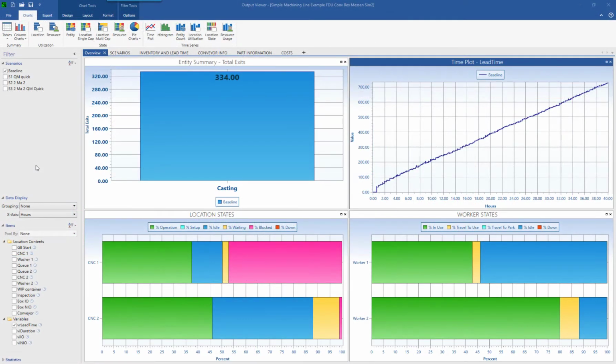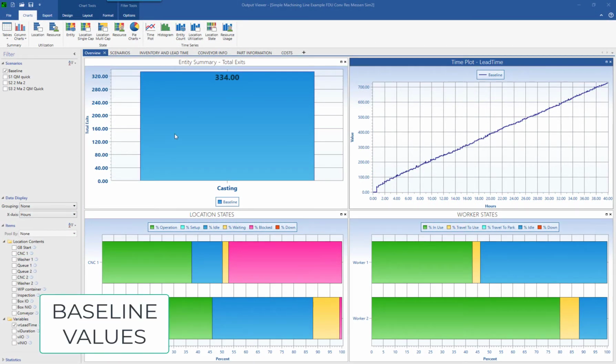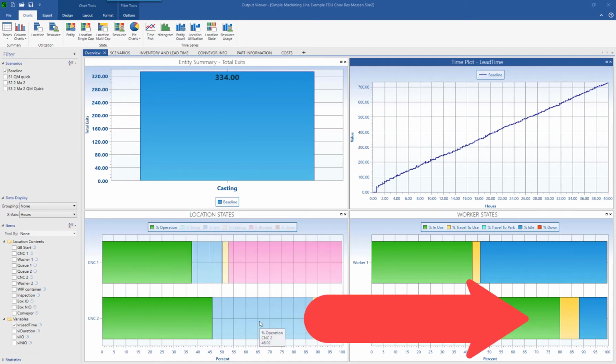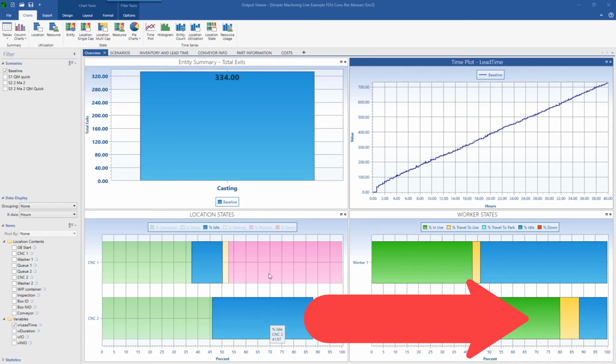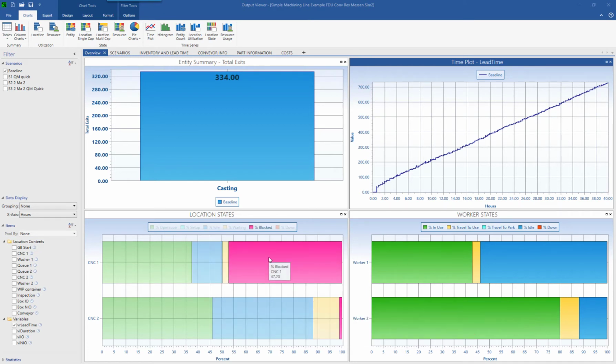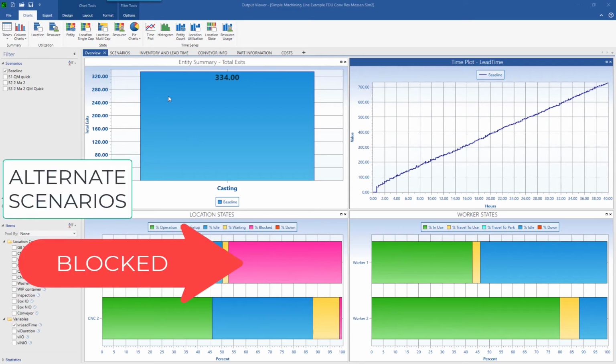On our baseline run, we can see that the desired throughput of 350 parts in a 40-hour period can't be achieved in the current design state. In addition, a study of the data shows that Worker 2 is busy 90% of the time, which is too high to sustain. Furthermore, we can see that Station 1 is blocked for extended amounts of time.